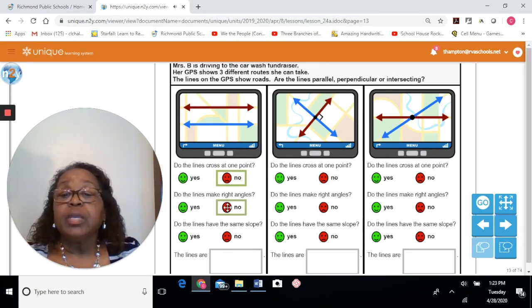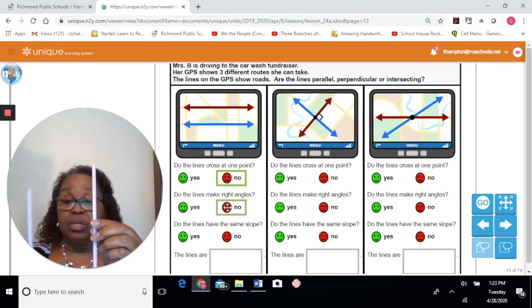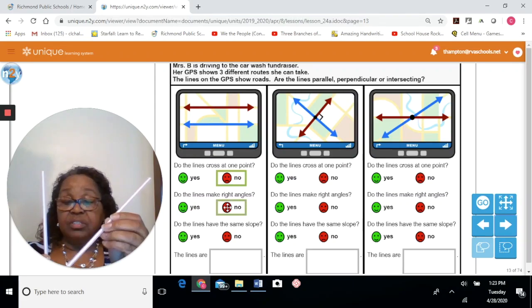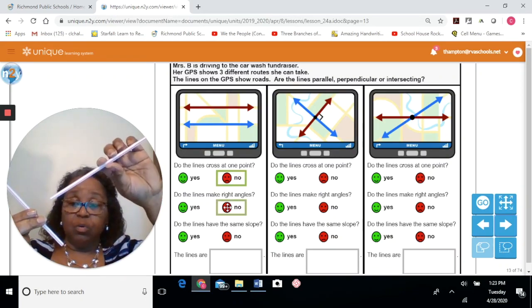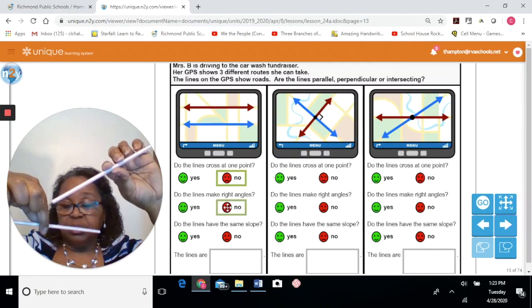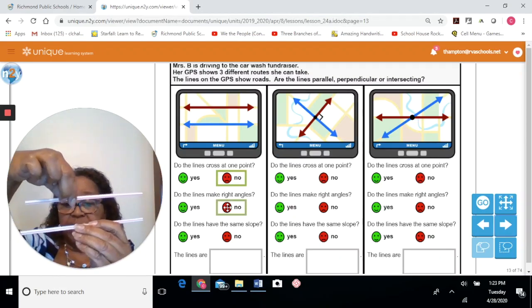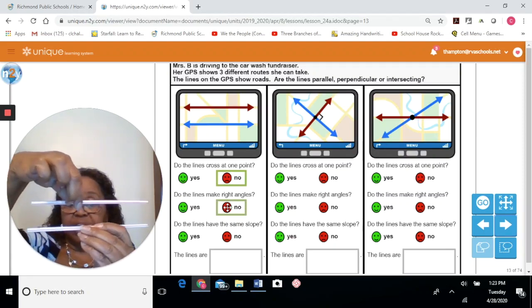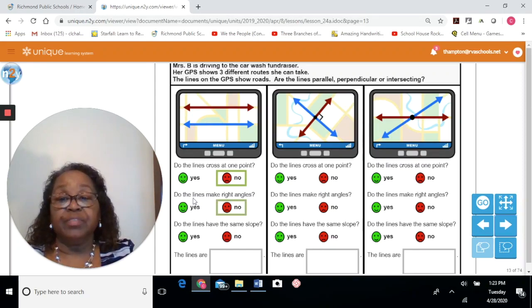Okay? Do the lines have the same slope? And we talked about slope. Slope has to do with the direction that they're going in. So this is a slope and this is a slope. These two do not have the same slope. Okay? This is a slope and that is a slope. They do not have the same slope. Here, they have the same slope. They're going in the same direction. I'm going to say yes because they have the same slope.